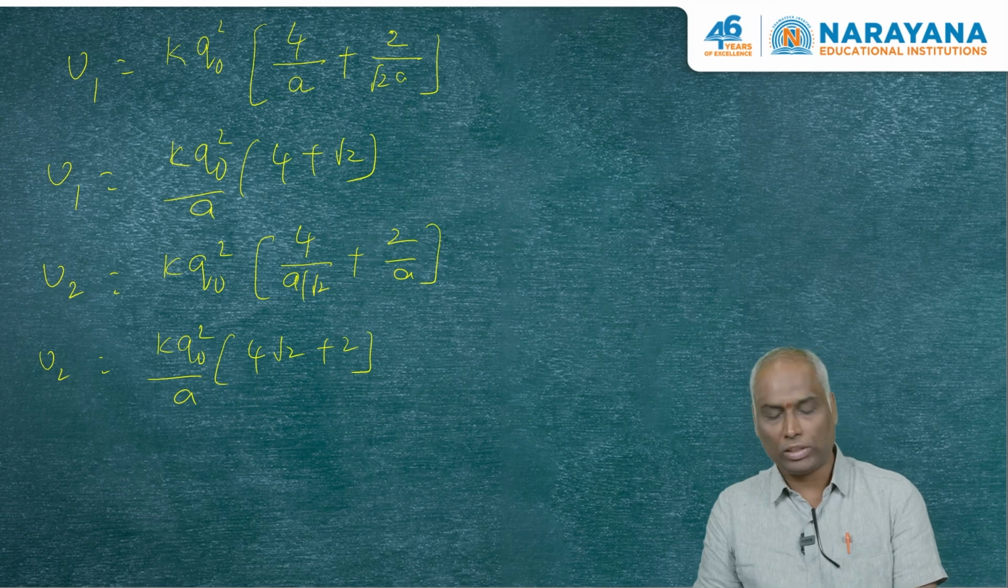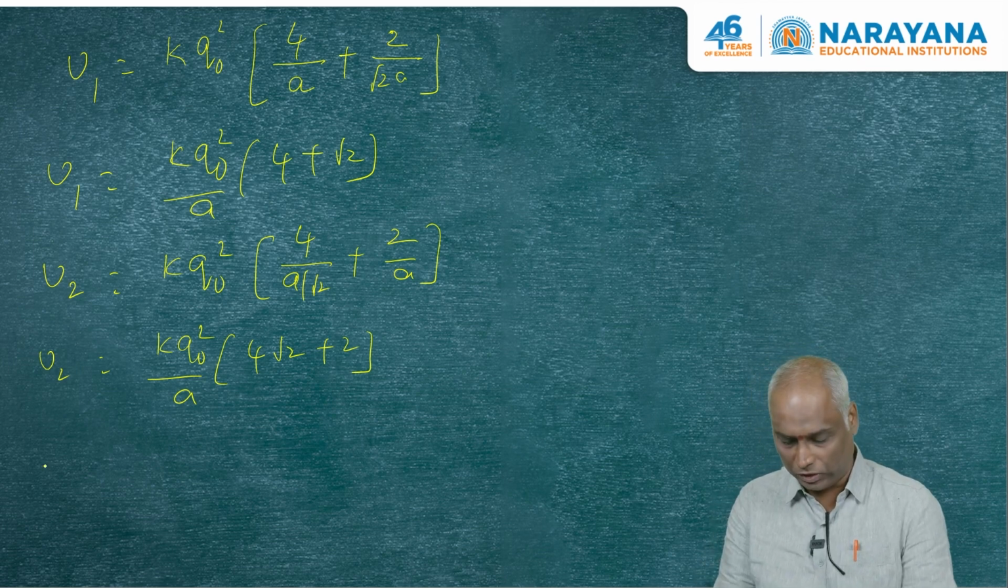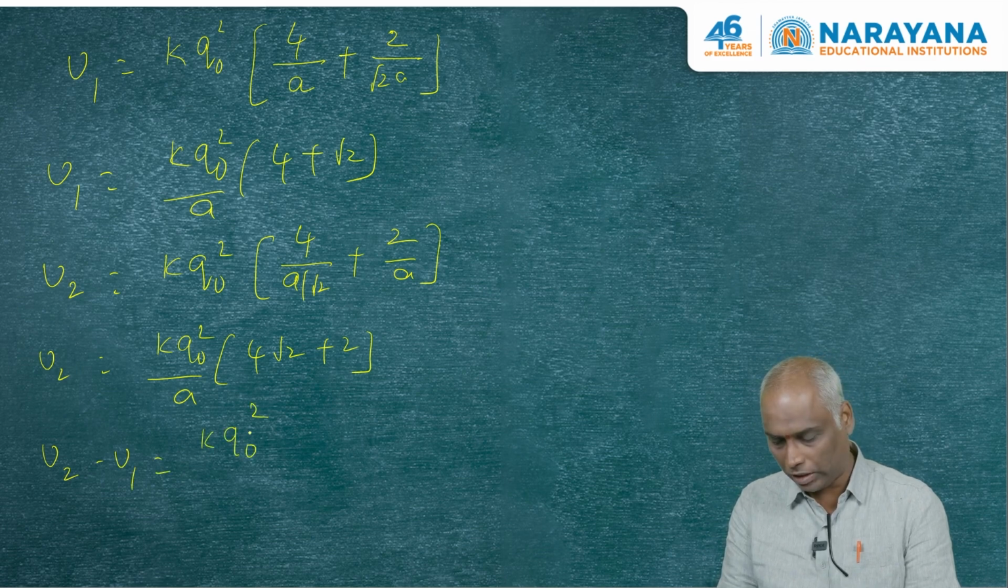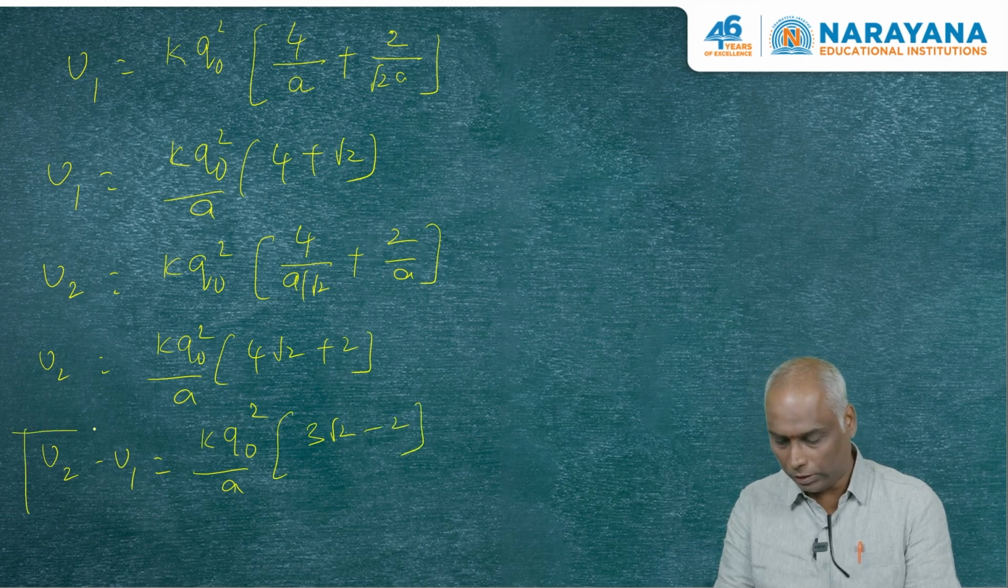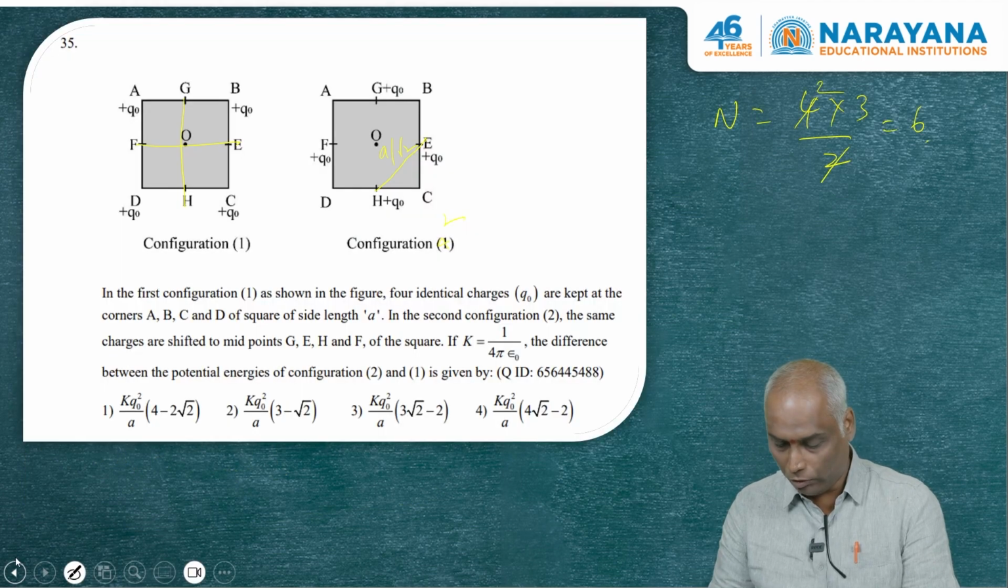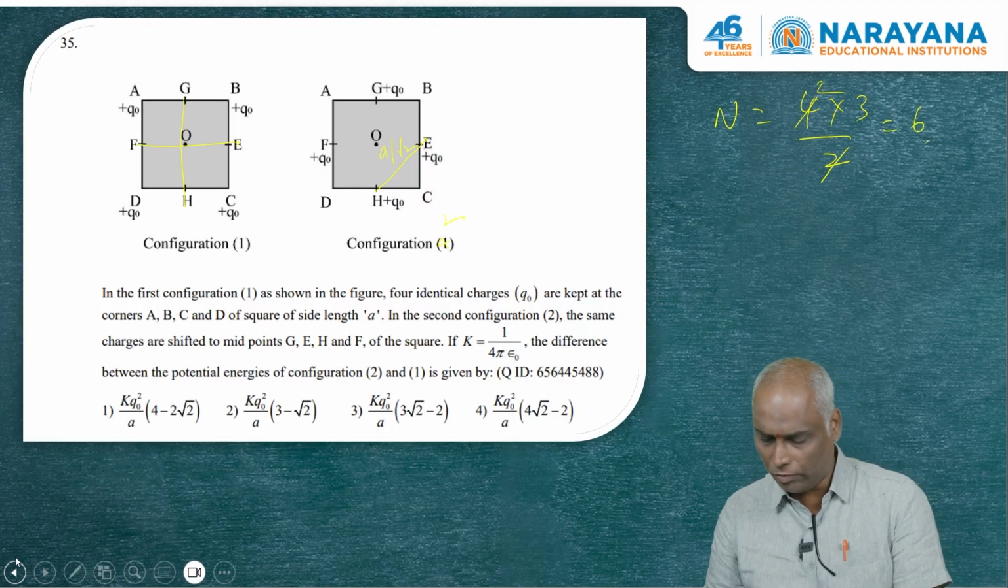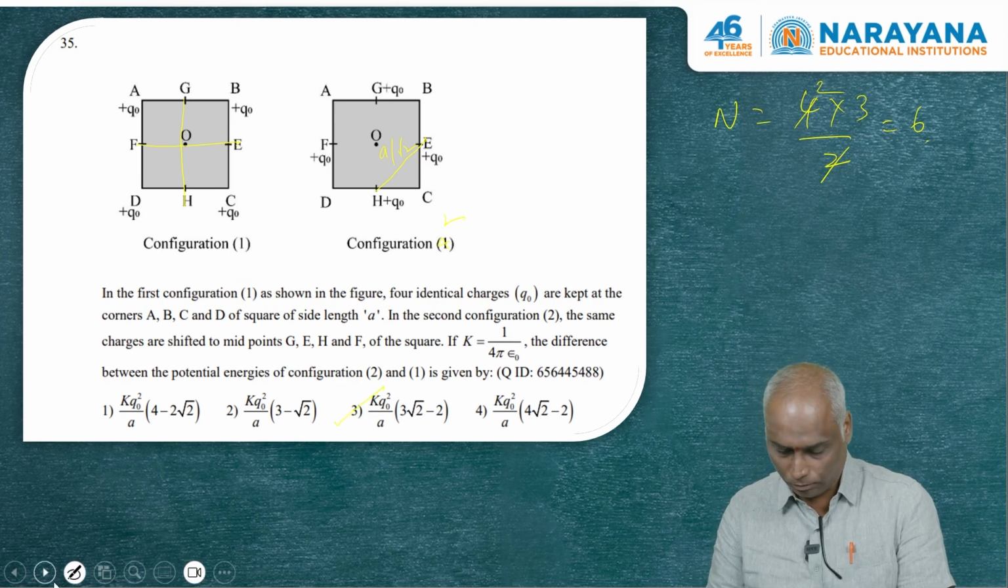Now in this one, they are asking for the difference of the interaction energies. That means you are asked to find u2 minus u1. When I take u2 minus u1, we get k q naught square divided by a, taken common. 4 root 2 minus root 2 becomes 3 root 2. Next, 2 minus 4 becomes minus 2. This is the difference in the interaction energy between the two configurations. So if you look at these options, it should be k q naught square divided by a into (3 root 2 minus 2). It's going to be option 3.